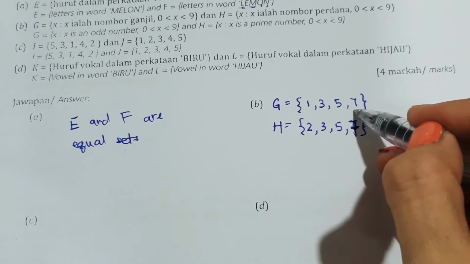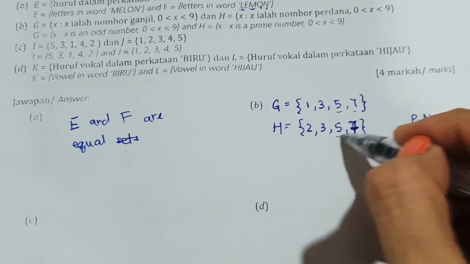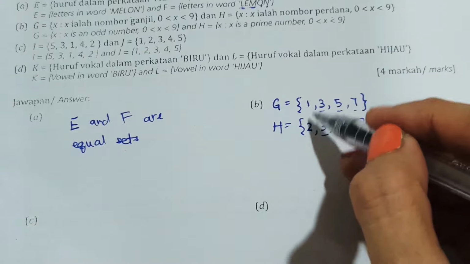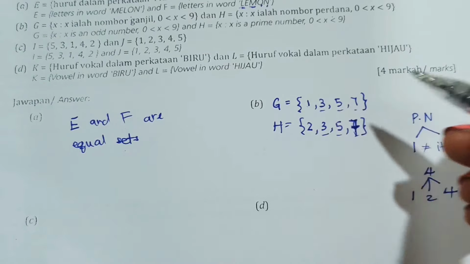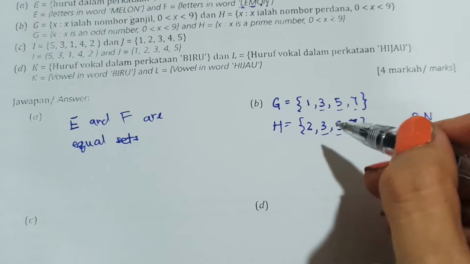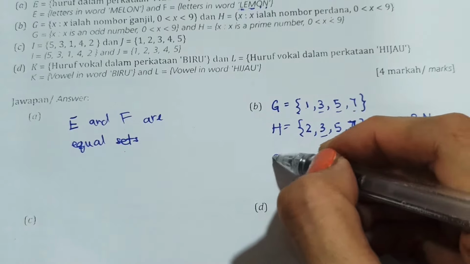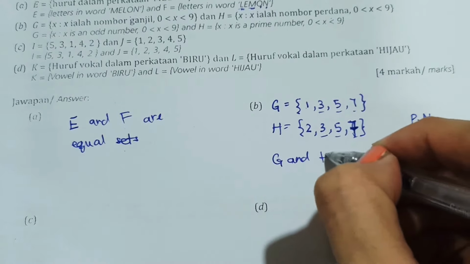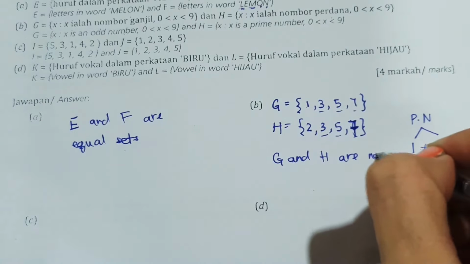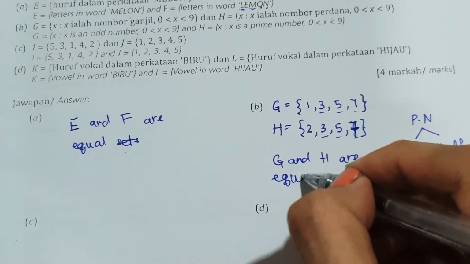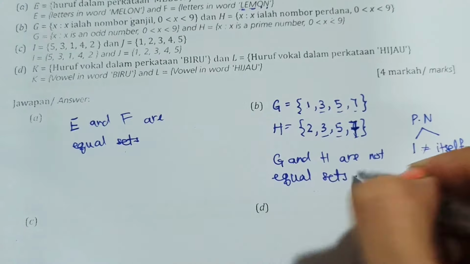So you see, 7 here, 7 here, 5 here, 5 here, 3 here, 3 here, but 1 and 2 here, they are not in each other in both sets. So this is the difference. Therefore, G and H are not equal sets.